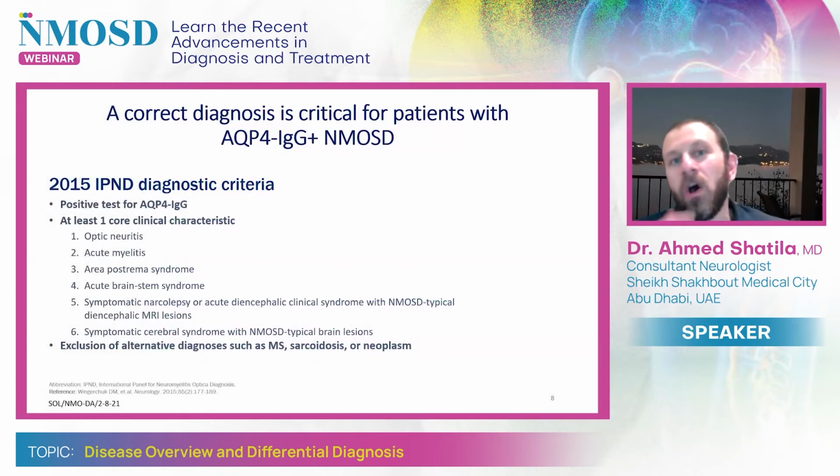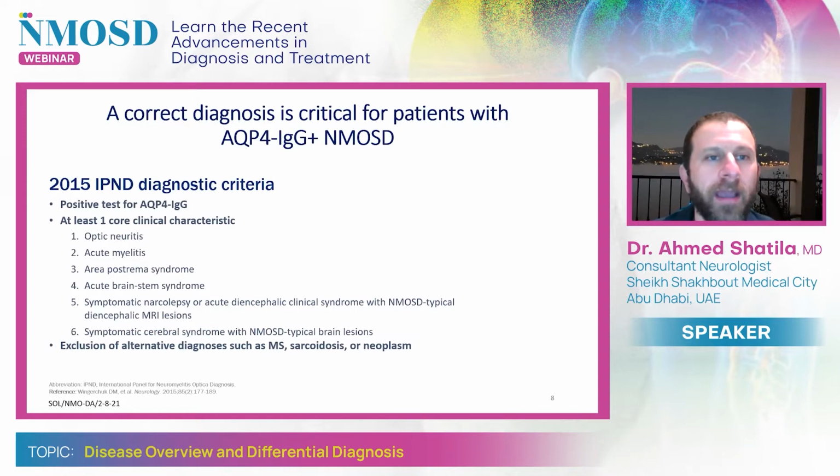There we go. So how do you diagnose NMO? According to the 2015 International Panel for Neuromyelitis Optica Diagnosis, this was in 2015. Basically, first of all, in order to diagnose NMO, you have to have the AQP4 IgG antibody. You have to have that to be saying that you have AQP4 positive NMO.